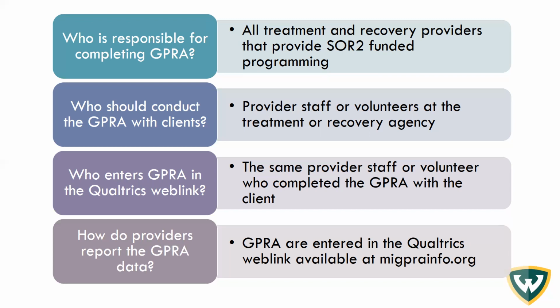So a client will come in, you'll determine that they're eligible for the SOR2 funded services. And once that process is initiated, then you'll conduct the intake interview using a paper copy with the client, either on the telephone, face-to-face, or on video conferencing. After that interview is completed, you'll enter that data into the GPRA web link. And once that GPRA data is entered into the GPRA web link, we will have it at Wayne State University, and that's when we take it over and process all your data.